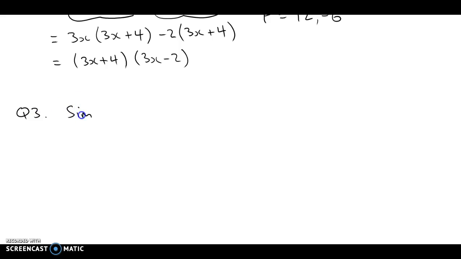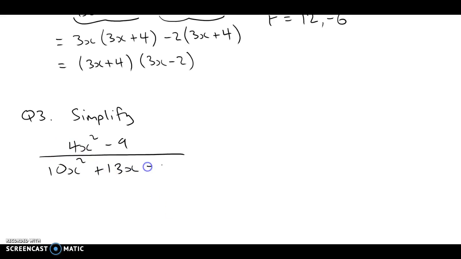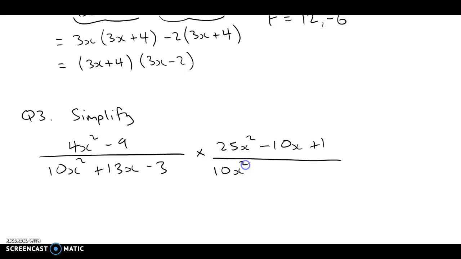involved. Simplify 4x squared minus 9 over 10x squared plus 13x minus 3 times 25x squared minus 10x plus 1 over 10x squared minus 17x plus 3.